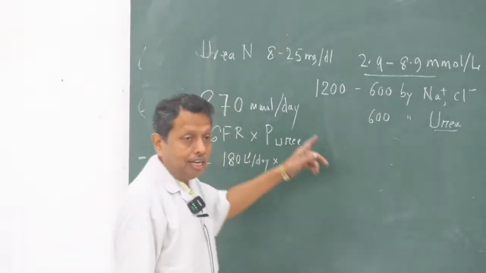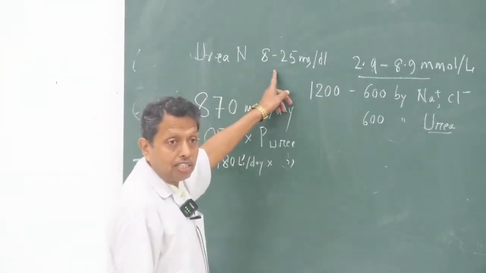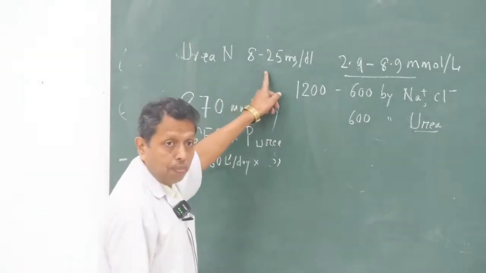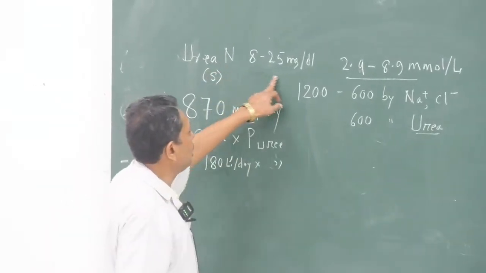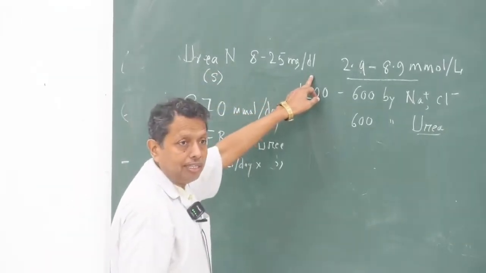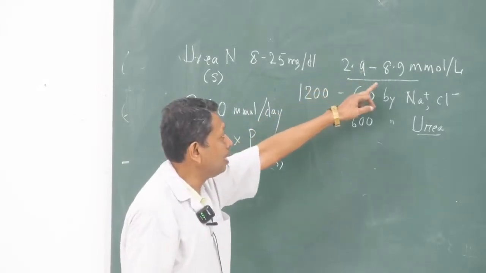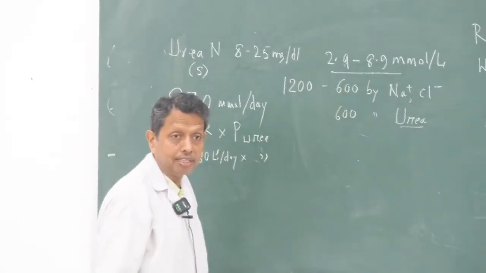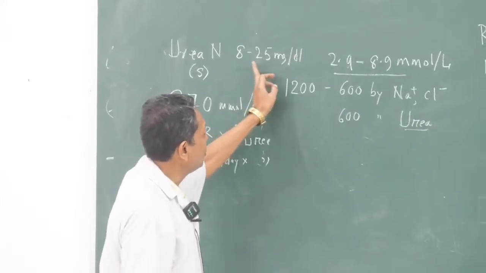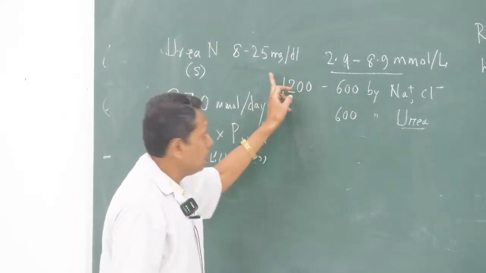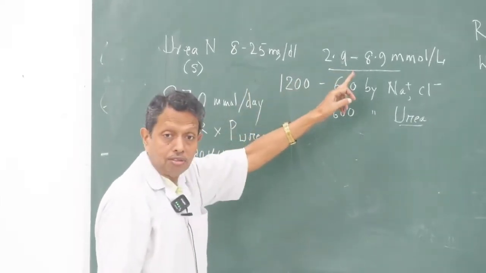Urea nitrogen in serum, 8 to 25 milligram per deciliter, that is equivalent to 2.9 to 8.9 millimole per liter, and it is your duty to convert this value, compare this value from this to convert to this.